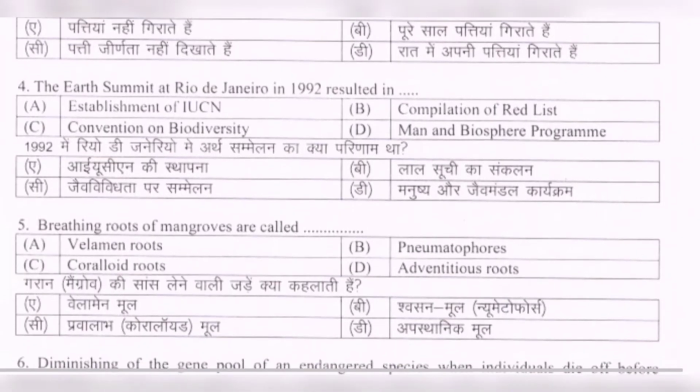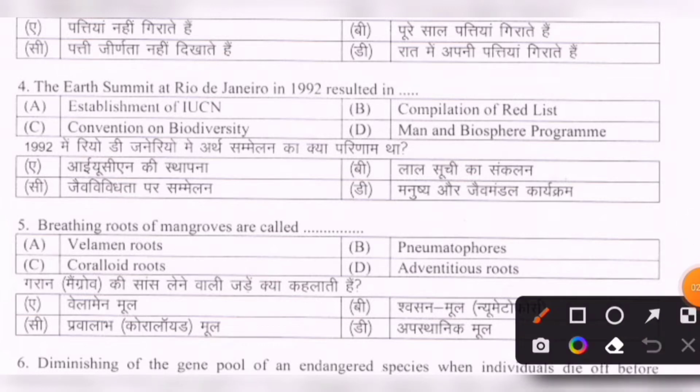Next question. The Earth Summit at Rio de Janeiro in 1992 resulted in, options are establishment of IUCN, compilation of Red List, Convention on Biodiversity, Man and Biosphere Program. The correct option is C. That is, Convention on Biodiversity is the correct option.